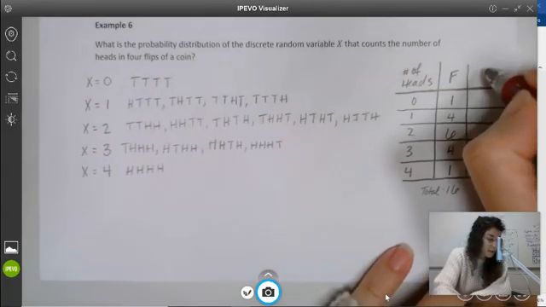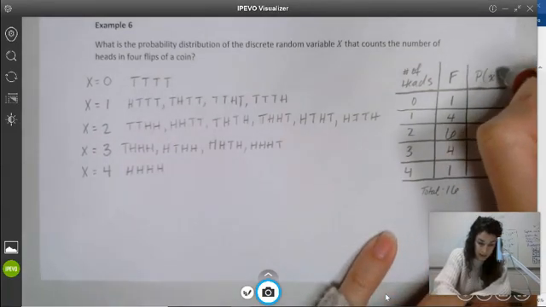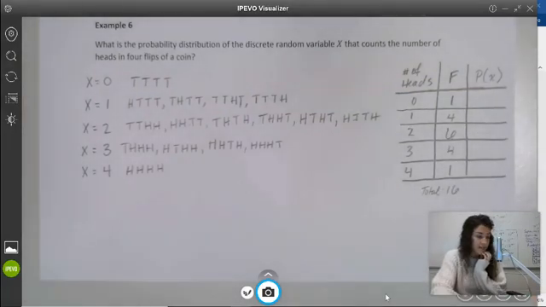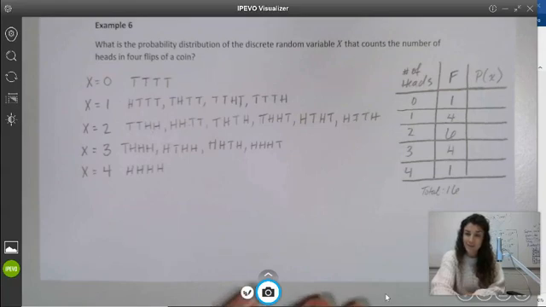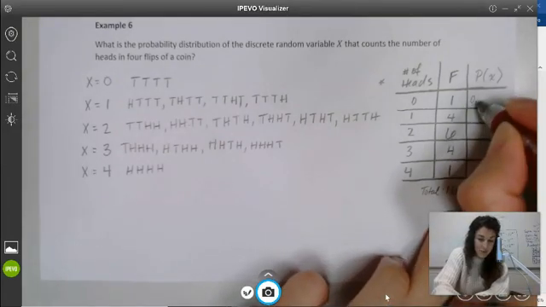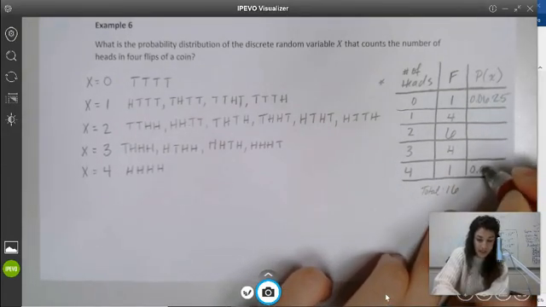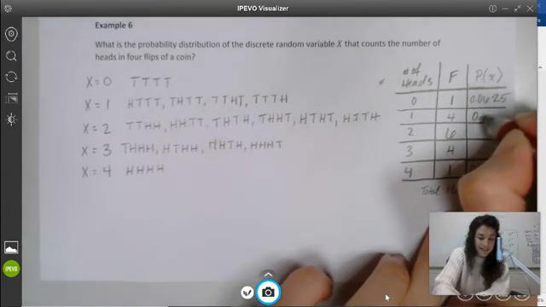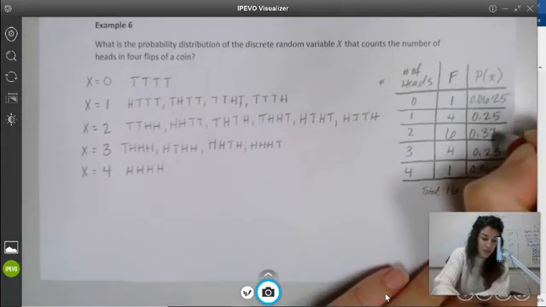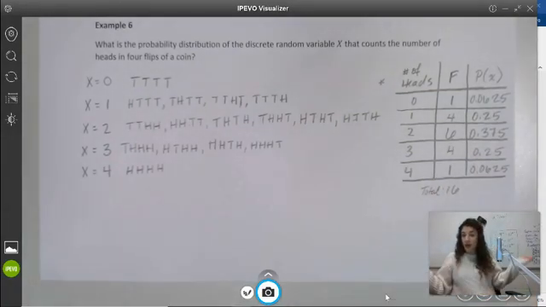So then if I want to go ahead and find my probability distribution, my P of X, I go ahead and divide each of these by 16. So go ahead and tell me what these probabilities are. 1 divided by 16 is 0.0625, which means that's going to be this one down here. 4 divided by 16 is a fourth, or 0.25. And then 6 divided by 16 is 0.375. A great way to check is that all of those probabilities should add up to 1. So that's a great way to make sure that you've done all of your calculations correctly.